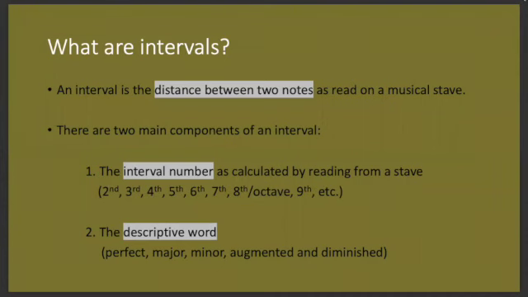What are intervals? An interval is the distance between two notes as read on a musical stave. There are two main components of an interval. Number one, the interval number as calculated by reading from a stave. For example, a second, a third, a fourth, a fifth, etc. And number two, the descriptive word: perfect, major, minor, augmented, and diminished. If you are doing a theory exam, the earlier grades might not require you to know the descriptive words.